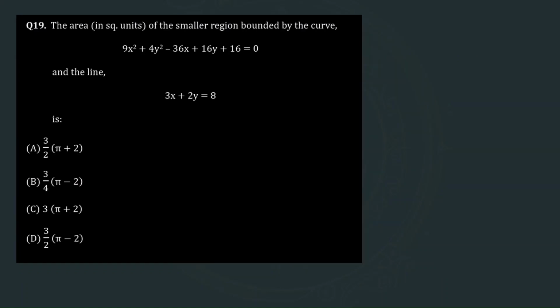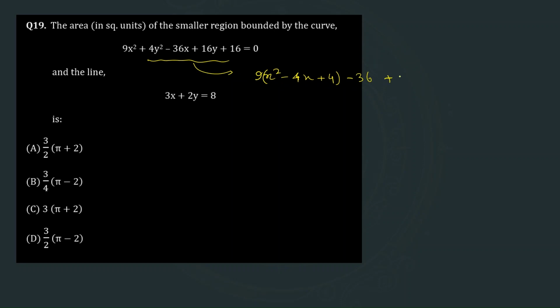The next question says that the area of the smaller region bounded by the curve and the line, this is what? Okay. So this is the curve given to us. Let us try to interpret this curve. So we can write this as 9x square minus 36x. If we take the 9 common, it will be 4 times x, then 9 outside, and then we have to complete the square. So we add a plus 4 here, and as well as subtract 4 into 9, which is 36 here.